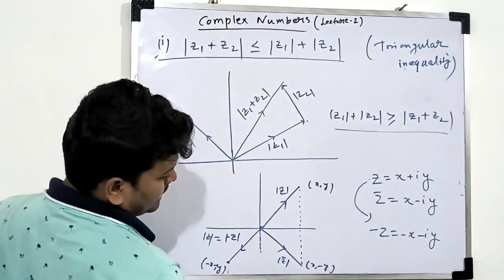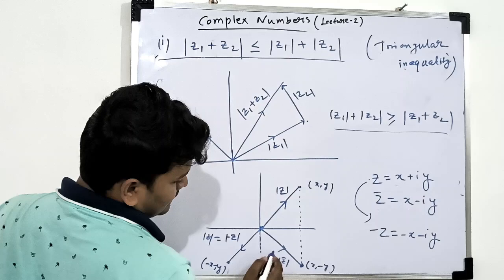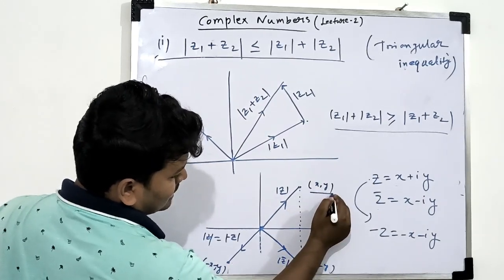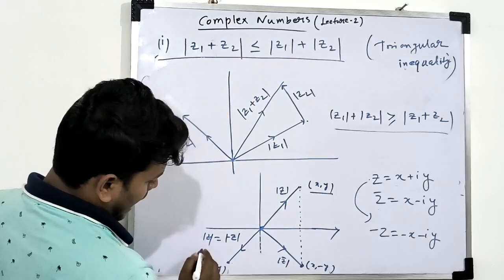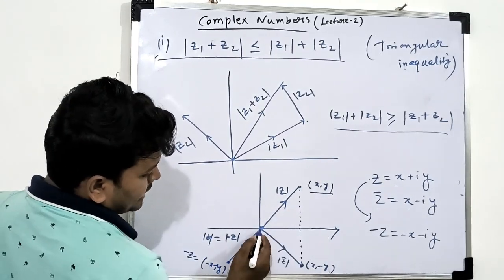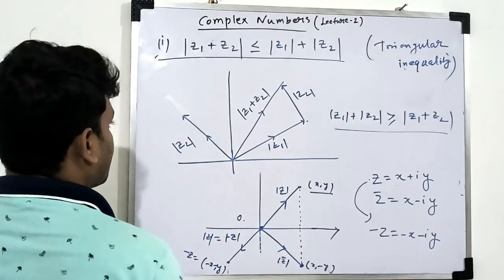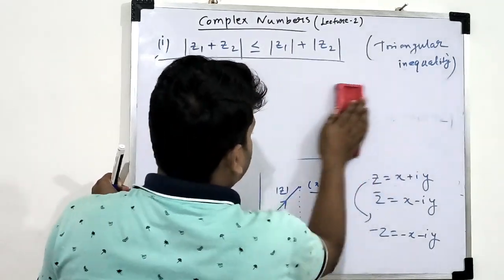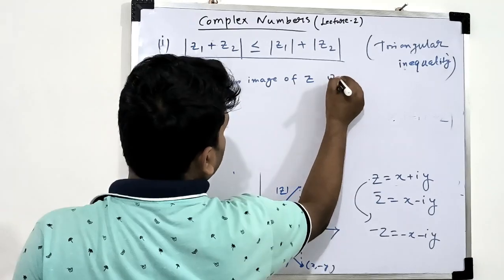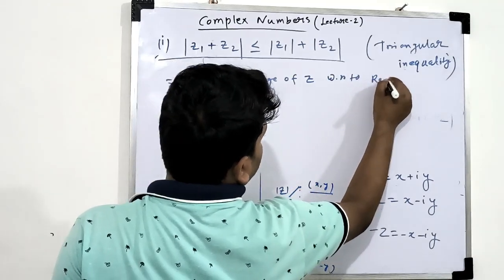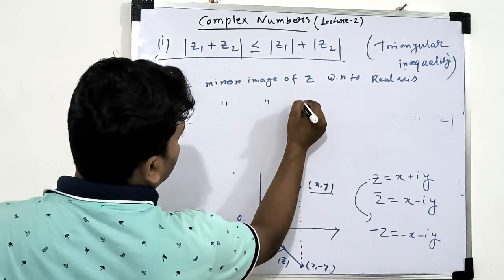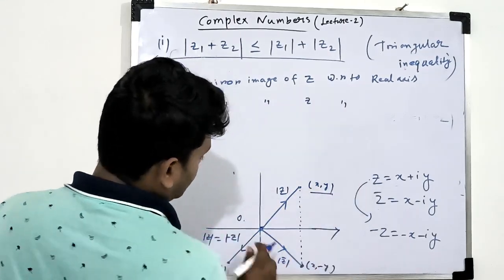From here we can conclude that z bar is the mirror image of z with respect to the real axis, and minus z is the mirror image of z with respect to the origin.